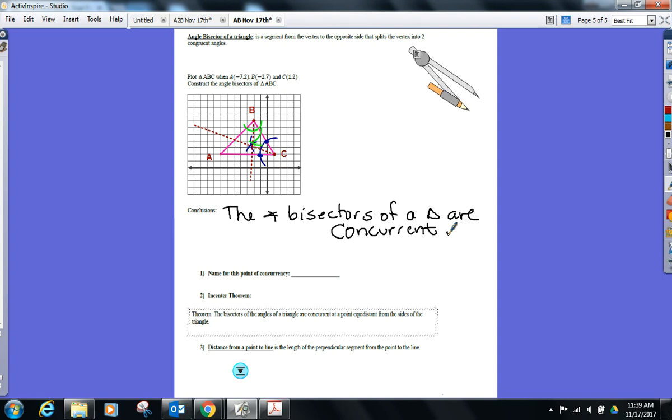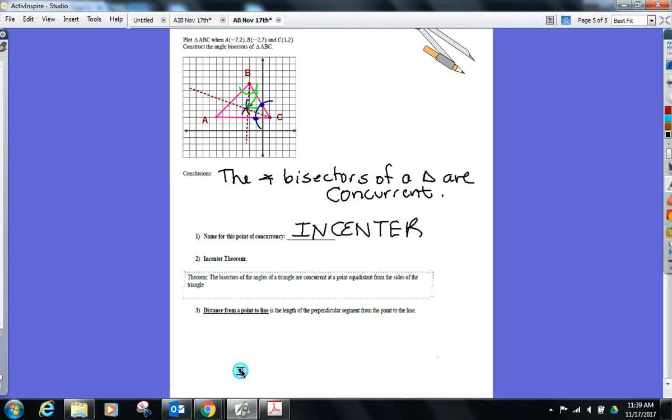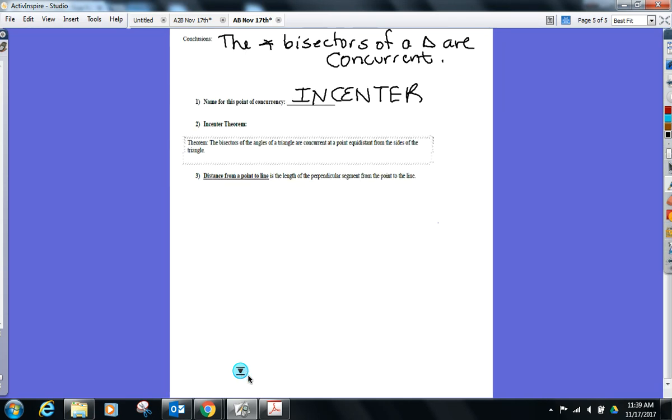So this point of concurrency where they intersect obviously can't be the circumcenter, because that's for perpendicular bisectors. This is for the incenter. The incenter. And there's 4 of these total. You just got half of them today. The incenter theorem. This is where we'll end it today.